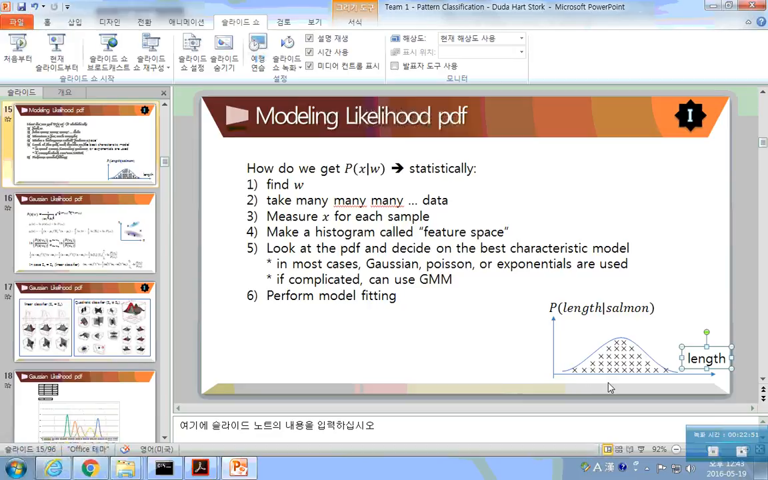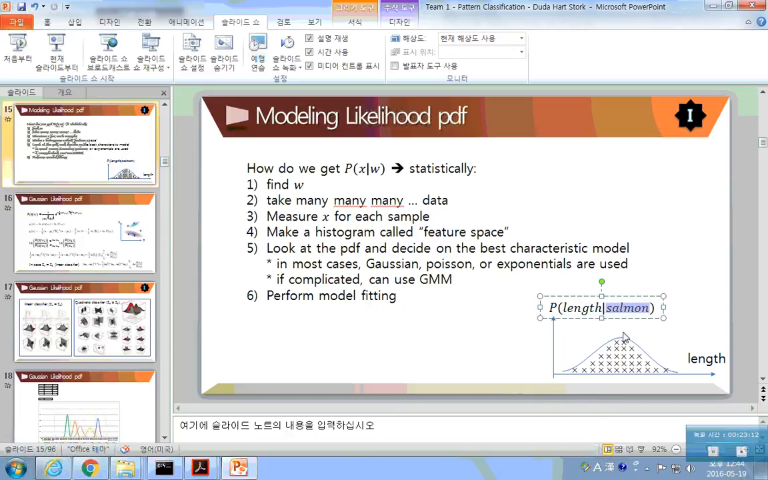And then I measure it again. It turned out to be 3 centimeters. I put another mark here. And then measure it again, 2 centimeters, 3 centimeters, 2 centimeters, and so forth. So I will make many marks. This is called a histogram. And this is the likelihood, because I already know it's a salmon, so what I'm measuring is the probability that I get a measurement of the length, given that this is a salmon.